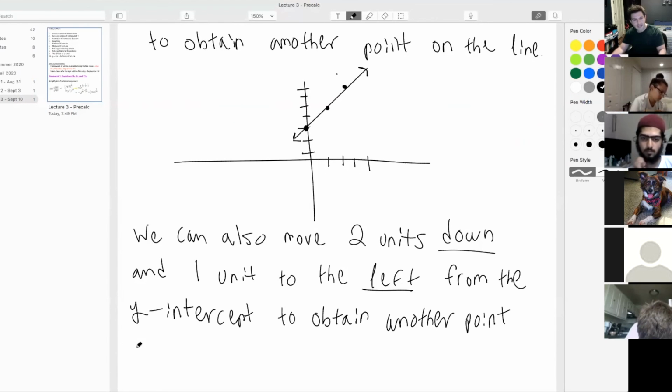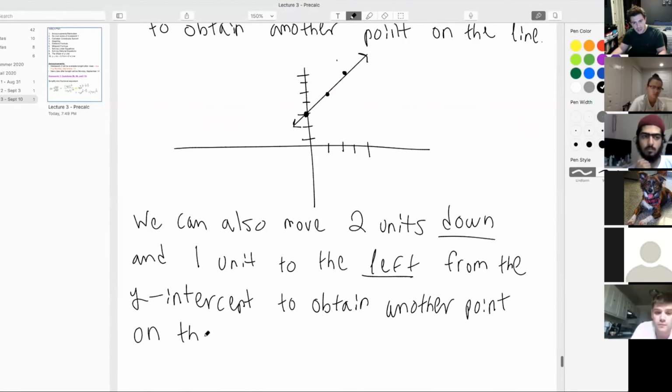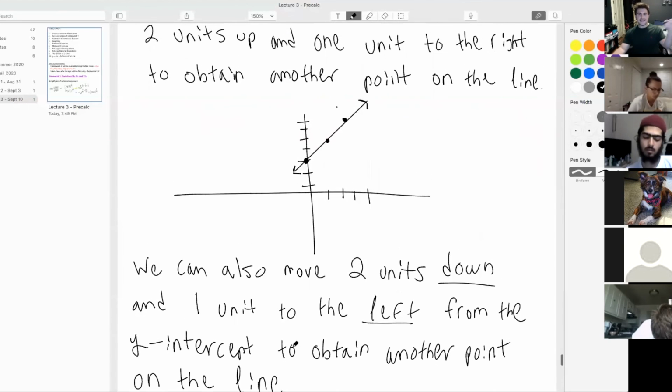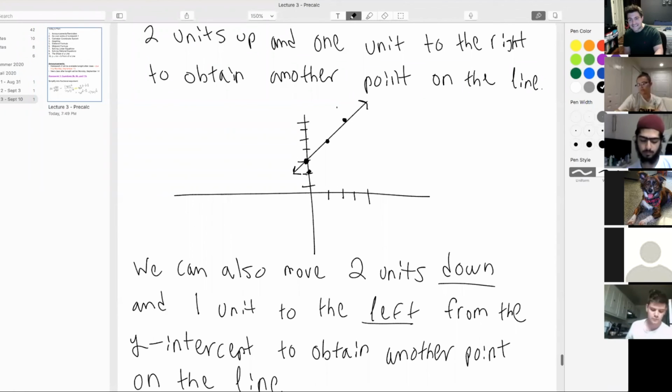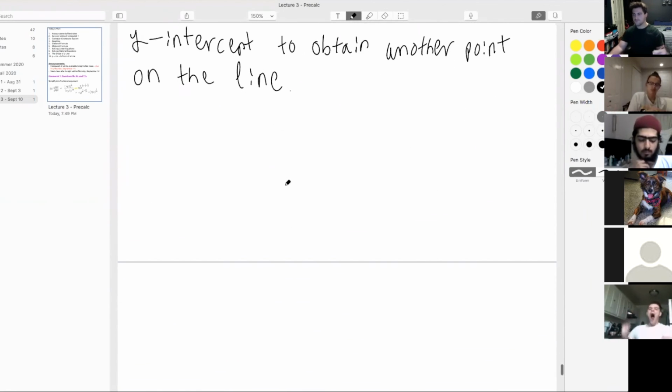Okay, so lots of writing, I apologize. What I've written here is that as well as going up 2 and to the right 1 from the y-intercept, I could have also gone down 2 and to the left 1. That would give me this point right here. So that would be useful sometimes. Okay, very good. So let's do another example here.